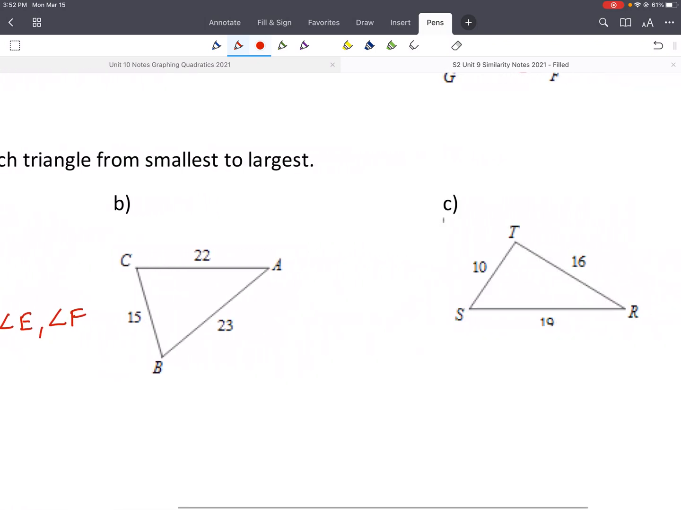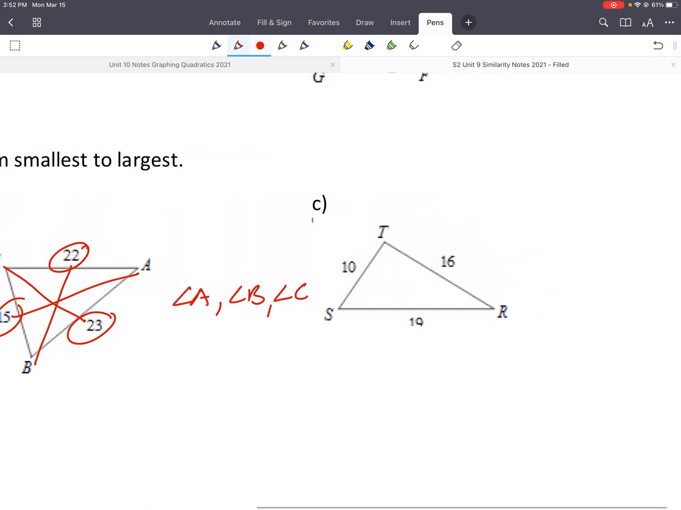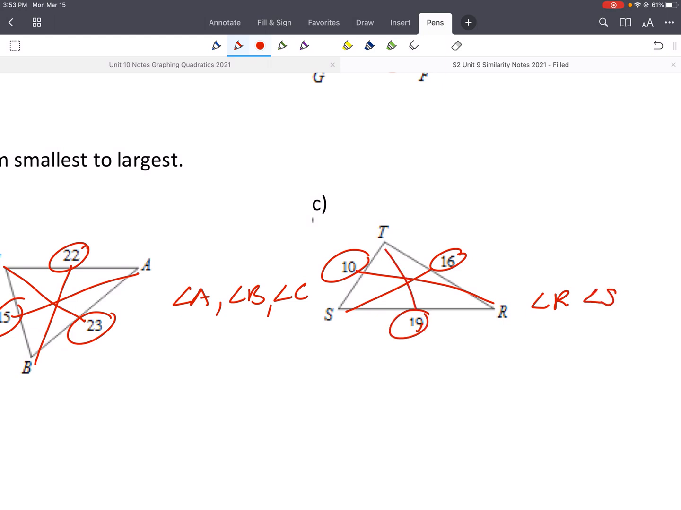So pause and give these two a try. Smallest is angle A, then the 22 is the angle B, and then we have the angle C. Here we have, looks like 10 is angle R, and then 16, angle S, and I think this is a 19. Gives us angle T. And again, we could have an isosceles triangle, and if we did, we'd set them equal to each other if they were the same.